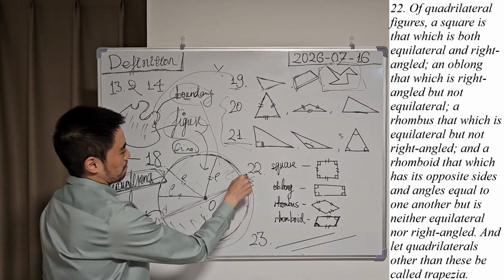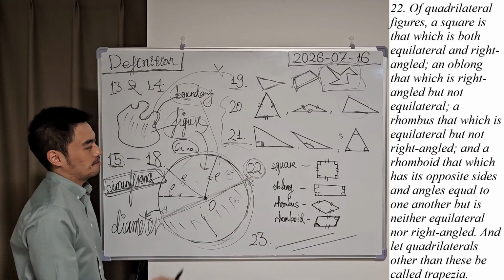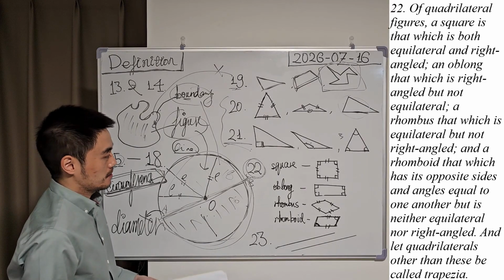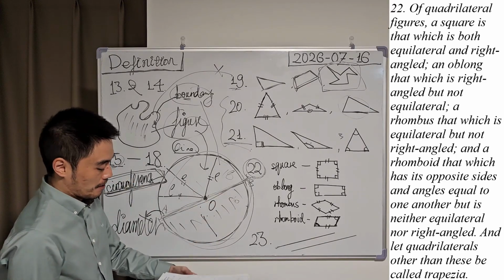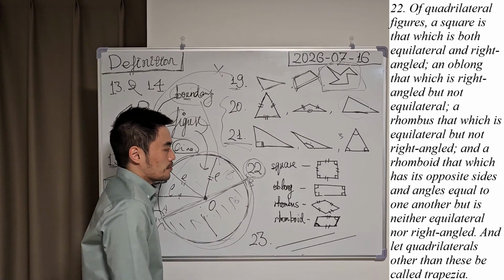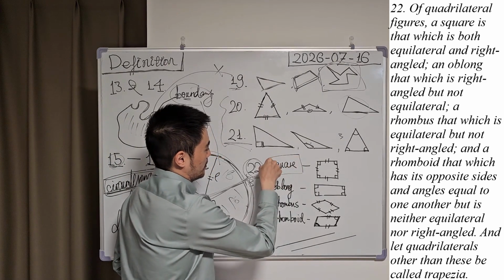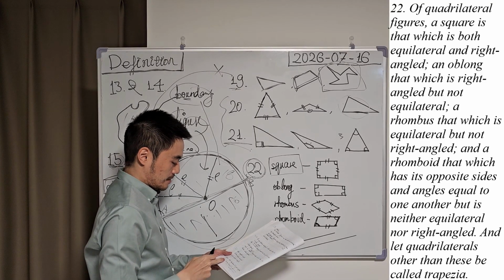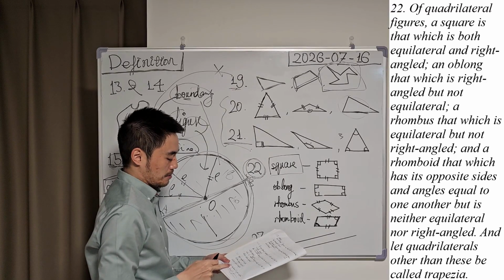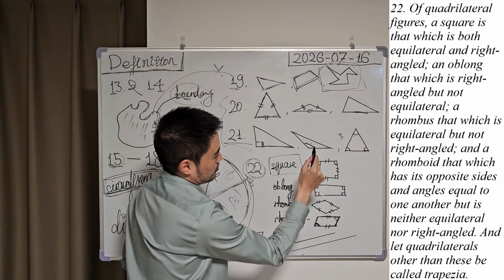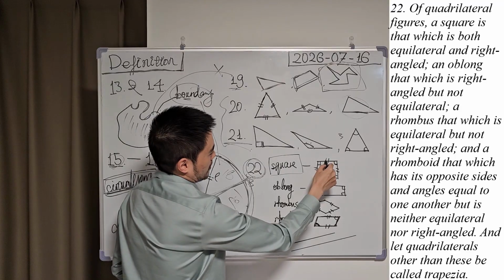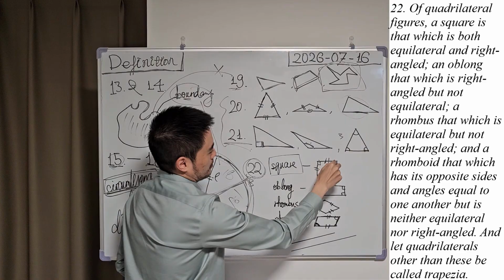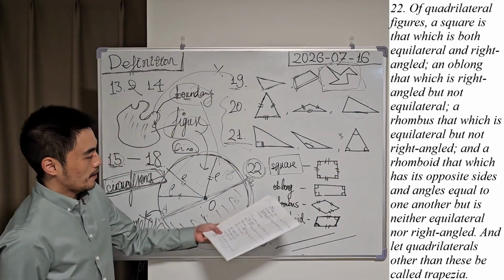And in definition 22, we have defined some specific quadrilaterals. We will check them one by one. At first, we have a so-called square. A square is the quadrilateral that is both equilateral and right angled, which means the 4 sides are equal to each other and it has 4 right angles. And then we have oblong.